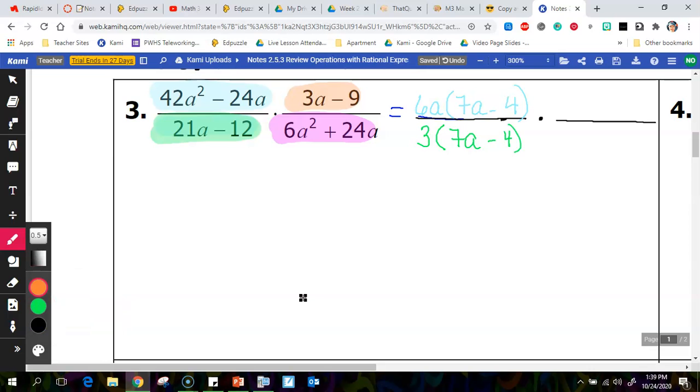The orange part, 3a minus 9. Take out a 3 there. That leaves a minus 3.